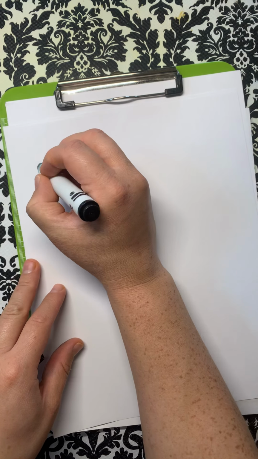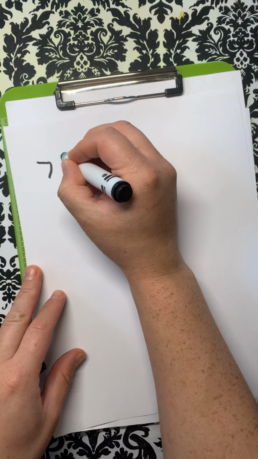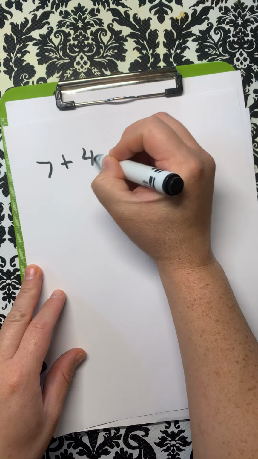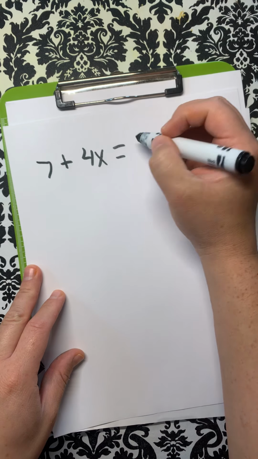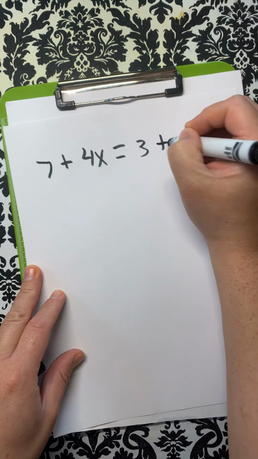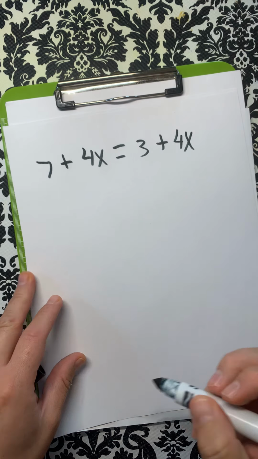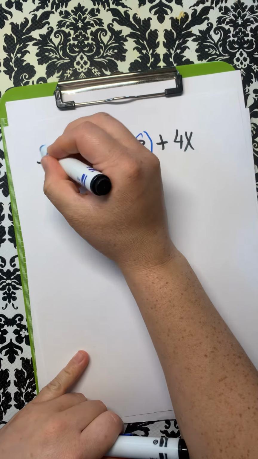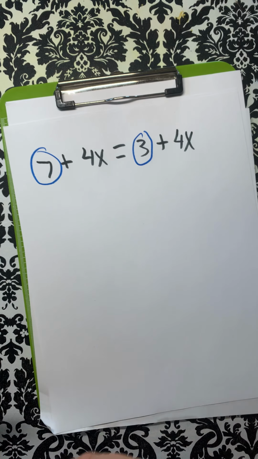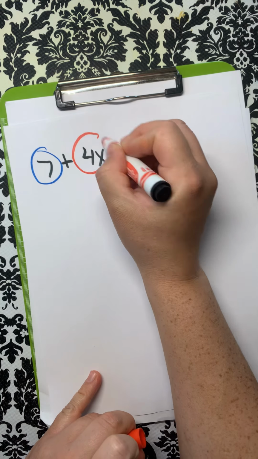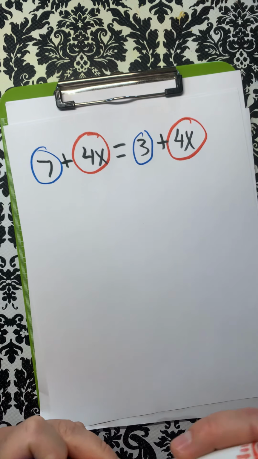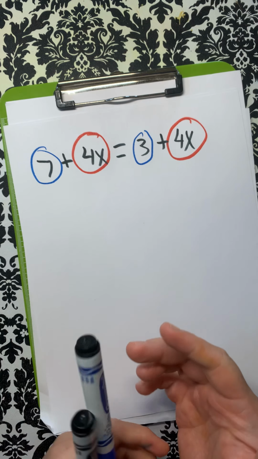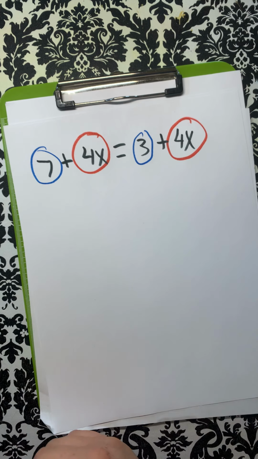So we're going to go with this equation: 7 plus 4x equals 3 plus 4x. Okay? So similar to what we had, we see that we have integers on both sides that we have to deal with, and we have variables that we have to deal with. So I want to deal with the variable first, because here's what's going to happen on this one.